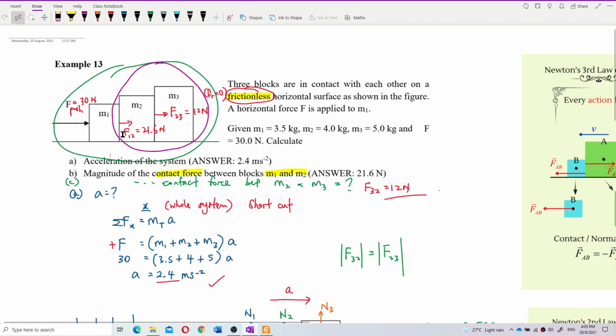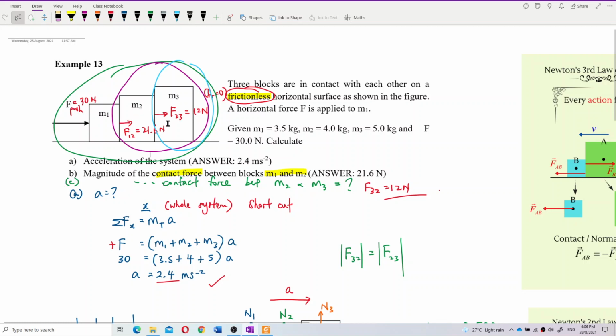So that means mass 1 is pushing with 21.6. And then mass 2 is going to push only mass 3, which is only this part. That's why the force becomes lesser and lesser. Again, the pushing force of 30 Newton is to push the whole thing. Mass 1 is actually pushing mass 2 and mass 3, the whole thing. That's why it becomes 21.6 only, less than 30.